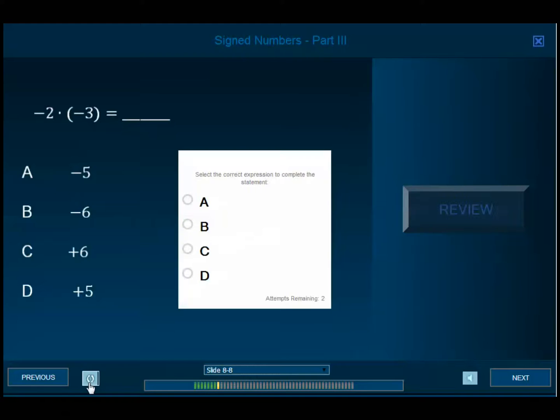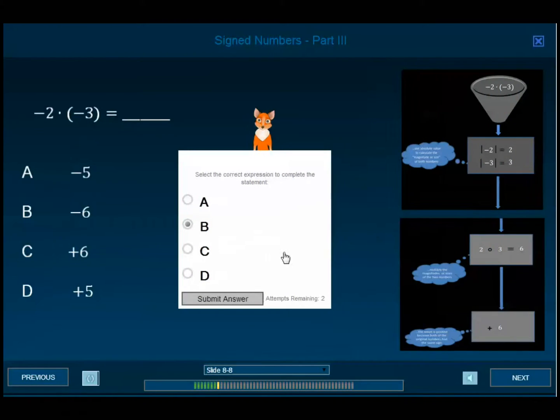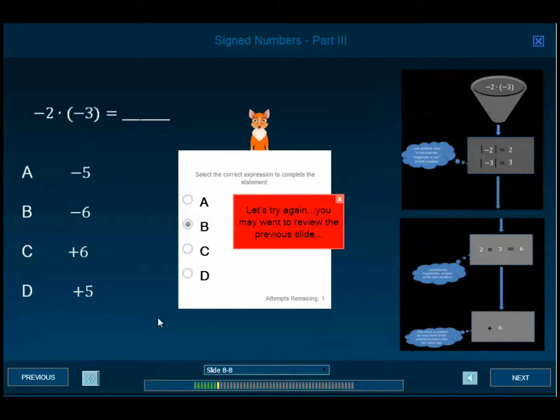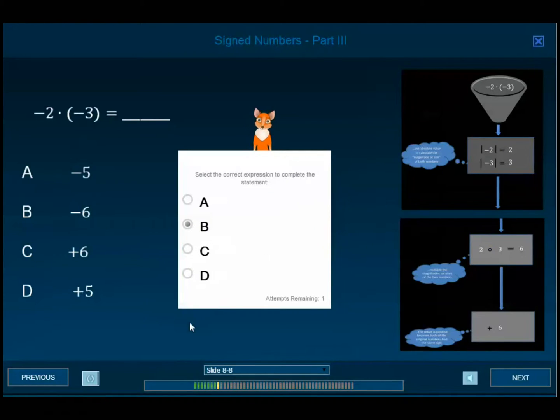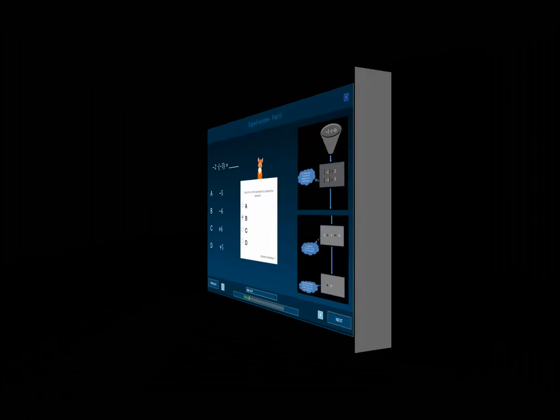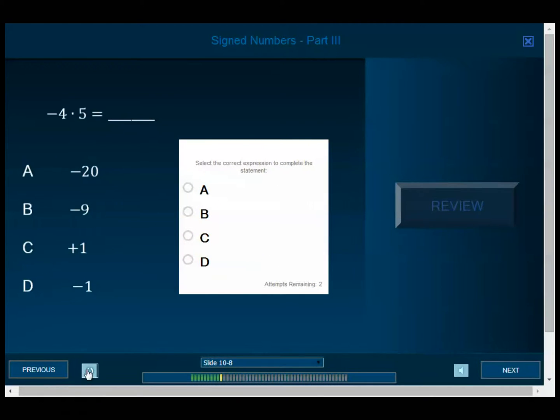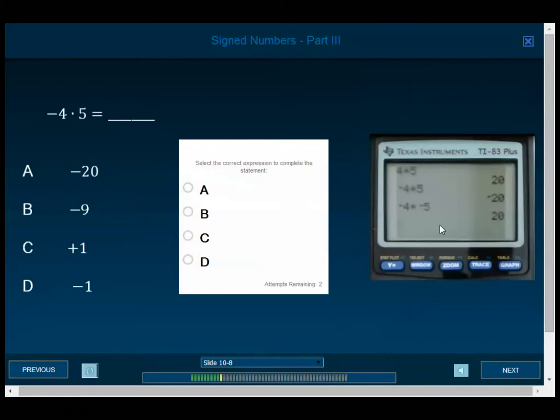A -2 times a -3 equals what? If the multiplication were represented with arrows, the final point would be 6 spaces in the positive direction. A -4 times 5 equals what? Nicely done.